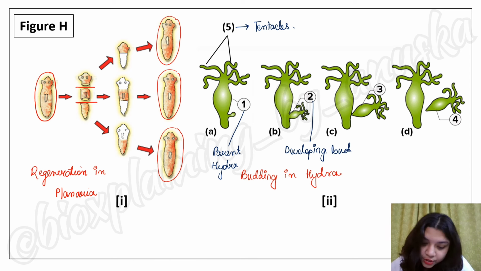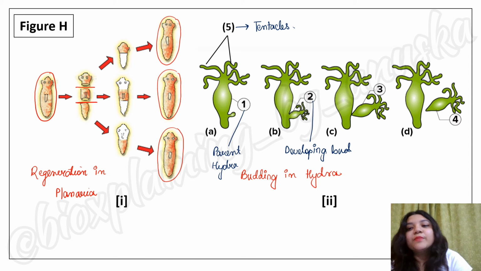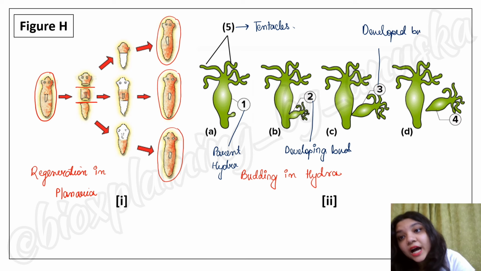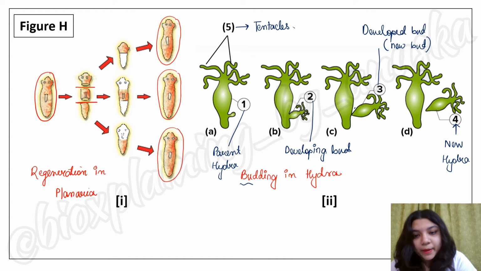And number 3, what you have? Number 3, you see this bud has completely developed. So now what do we call this? Now we can say this is the developed bud already. Developed bud. Ya to we can also say that this is the new bud. Right? And ekdam number 4, the bud has detached from the parent body. So this is your new hydra that has been formed. Okay? So these are the steps of budding in hydra.